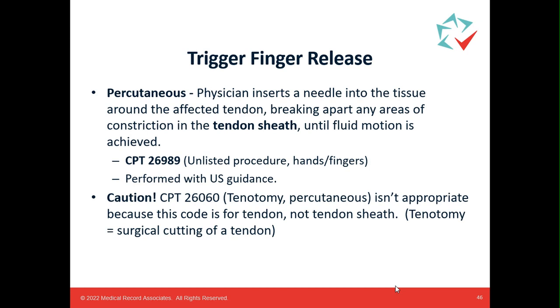Have a little caution when you're looking for the percutaneous code. There is a code that's close. It's CPT 26060, which is tenotomy, percutaneous. But in our case, the provider is treating that tendon sheath instead of the tendon. So the tenotomy code isn't appropriate. Tenotomy means surgical cutting of a tendon. So that's why we can't assign that code. And it kind of leads us back to that unlisted.